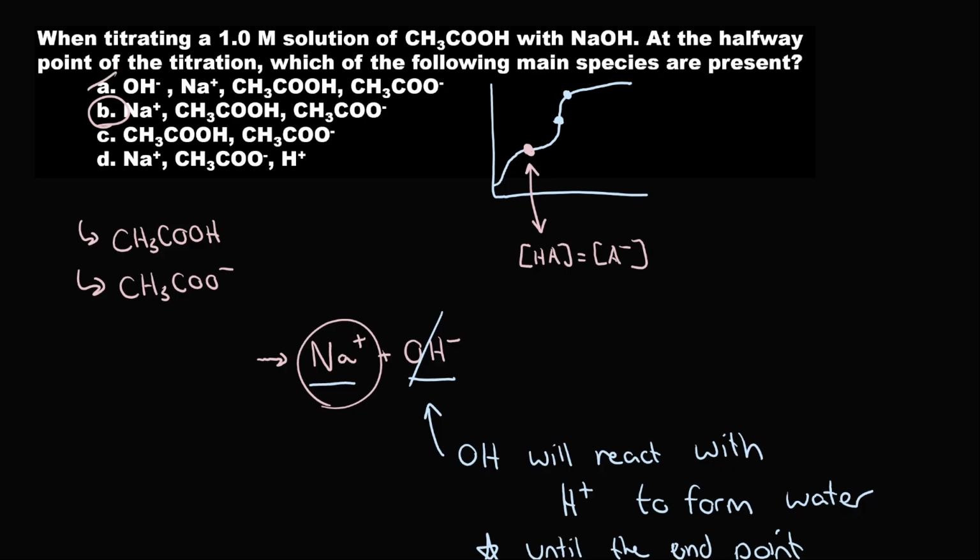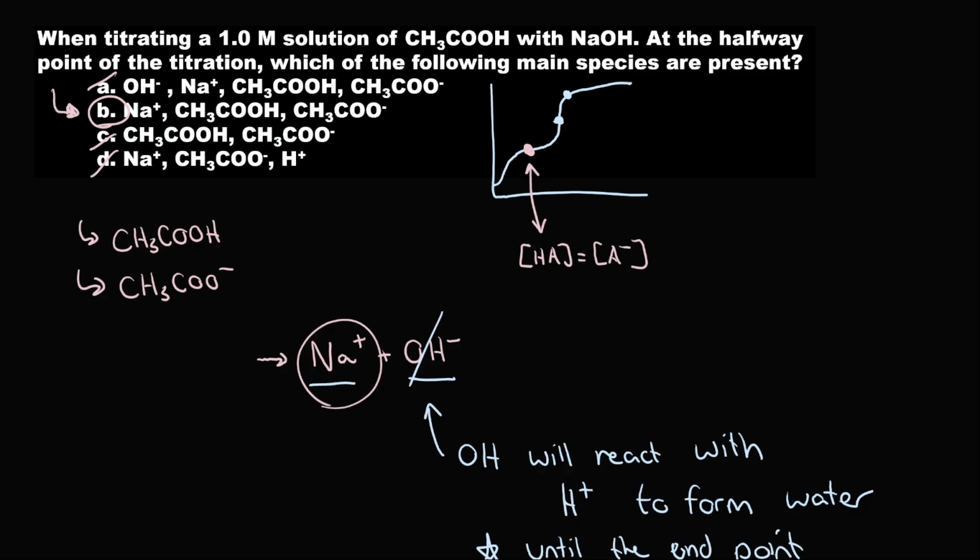Looking through our answers, we have no OH minus in letter A. We have sodium, so C can't be the answer. And we have no actual H plus running through the solution as well, because the majority of H plus will be reacting with the OH minus. So H plus is actually in a weak concentration because it's using a weak acid. So that's why letter B is going to be our correct answer here.